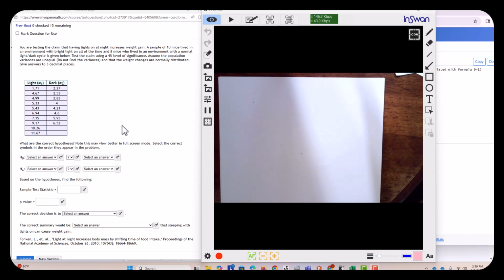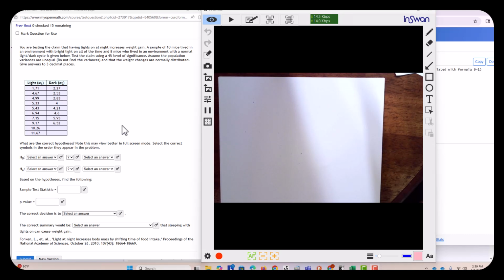Okay, we're testing a claim that having lights on at night increases weight gain. So a sample of 10 mice lived in an environment with bright light on them all the time, and 8 mice who lived in an environment with normal light or dark cycle is given below. Test the claim at a 4% level of significance.